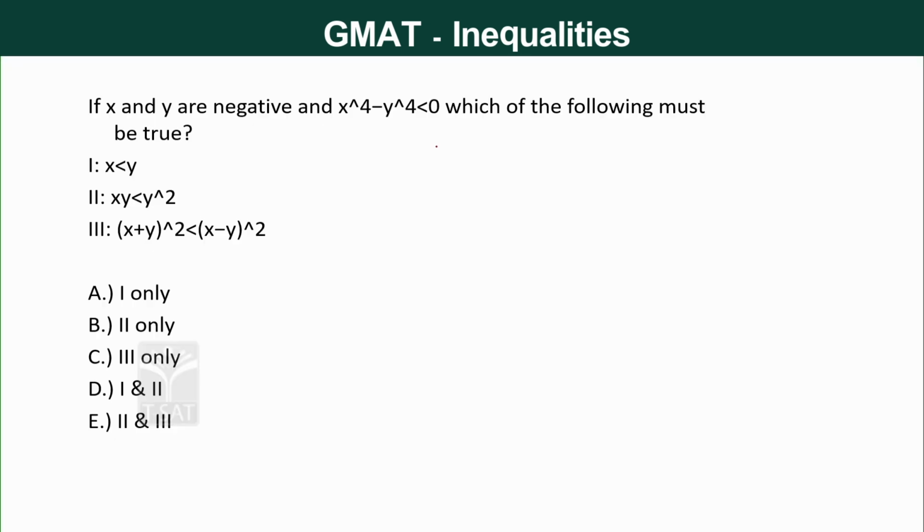If x and y are negative and x to the power of 4 minus y to the power of 4 is less than 0, which of the following must be true? Okay. X to the power of 4 minus y to the power of 4 is less than 0. So, taking y to the power of 4 that side, you have x to the power of 4 is less than y to the power of 4. This means that mod of x is less than mod of y. The numbers can be positive or negative, but the modulus will obviously obey the inequality. If x to the power of 4 is less than y to the power of 4, then mod of x will be less than mod of y.